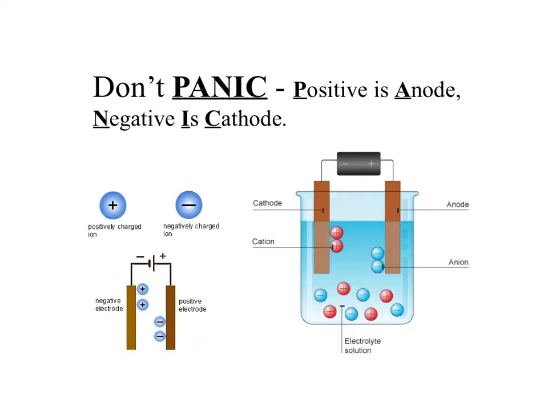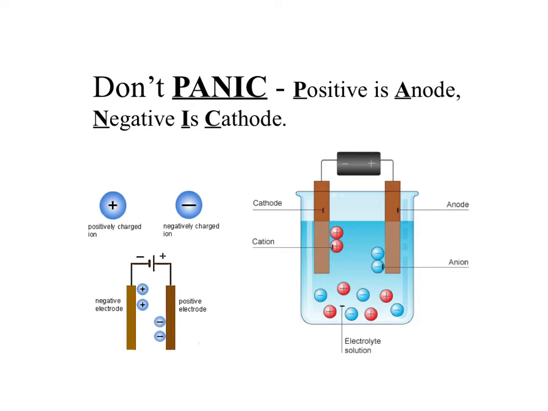Whenever you think about electrolysis, I want you to panic, okay? Nice, easy anagram to remember. So we already got OIL RIG that we've been using. Oxidation is loss of electrons. Reduction is the gain of electrons. We're now going to move on to another anagram for this topic, and it's called PANIC, okay?